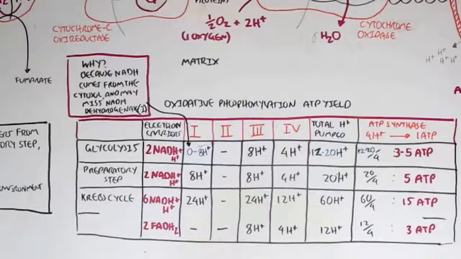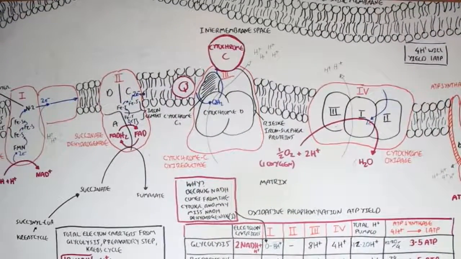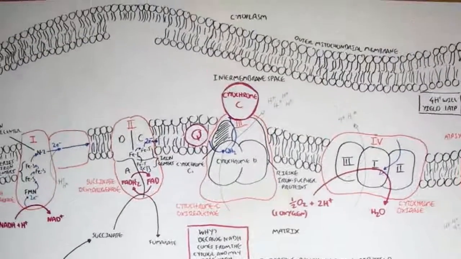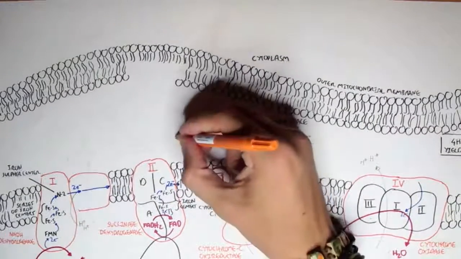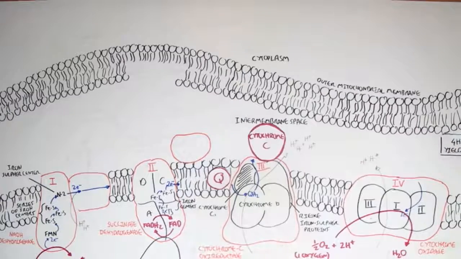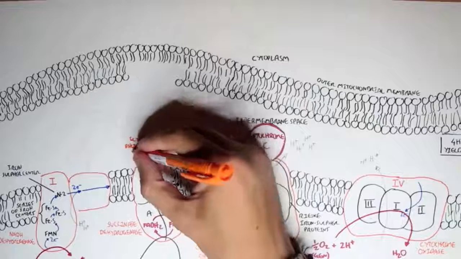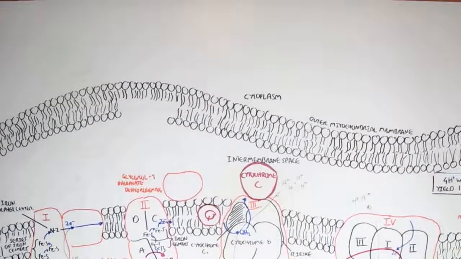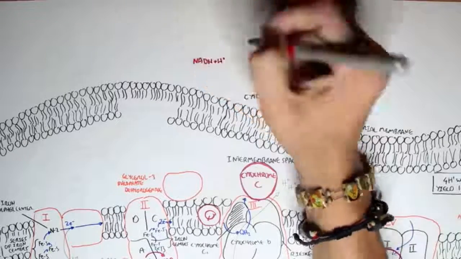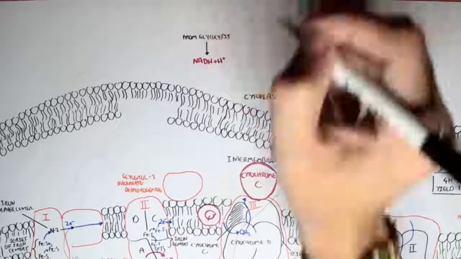So let's look at this particular shuttle. The shuttle is known as the glycerol 3-phosphate shuttle. It is called the glycerol 3-phosphate shuttle because it involves 2 enzymes known as glycerol 3-phosphate dehydrogenase. And the 2 enzymes are actually different in that one of them is situated in the mitochondrial inner membrane, such as here, and the other one is in the cytosol, in the cytoplasm. And so what happens is NADH will come from glycolysis. We're only looking at one NADH.